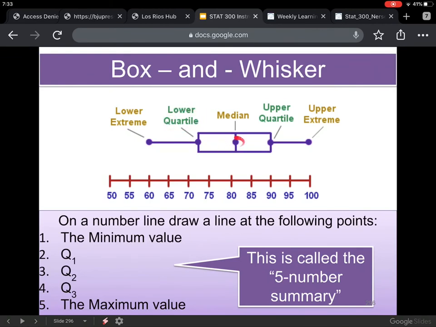The median is P sub 50, or Q sub 2. That is the 50th percentile. And that's where that is. That's like maybe 81 or so. So that means 50% of the data points, 50% of the students in the class scored below 81. And that means half of the people scored above 81.